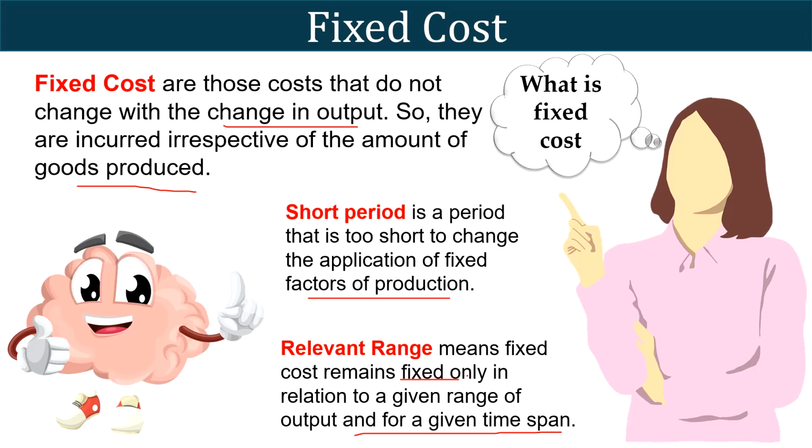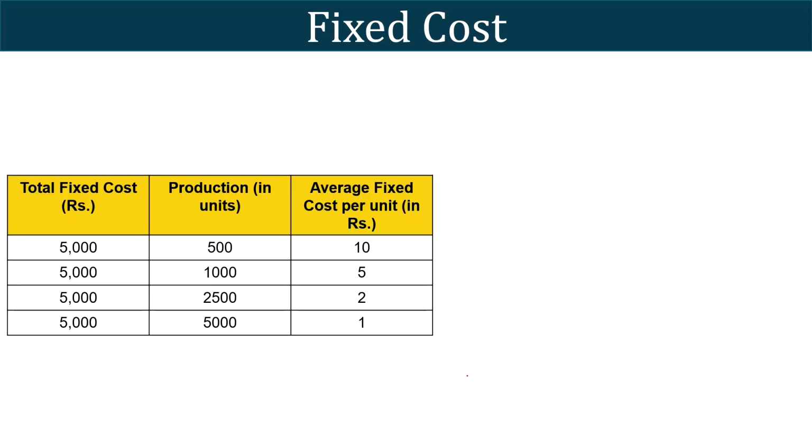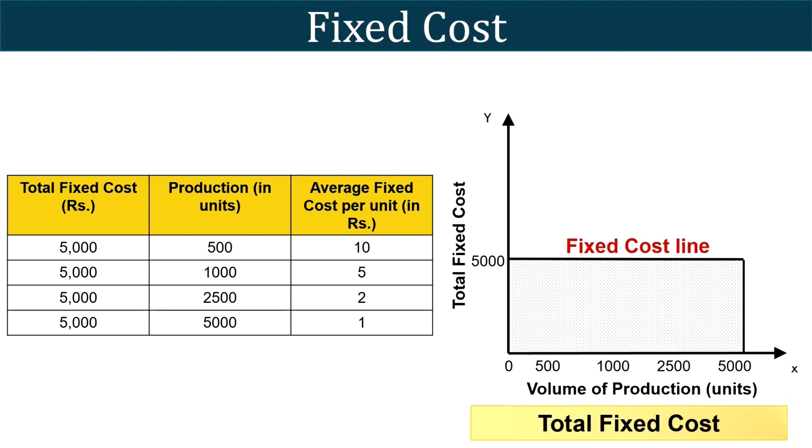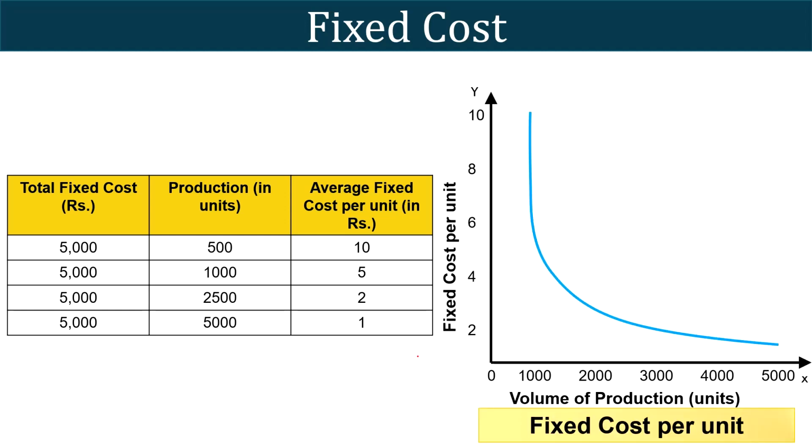So, let us understand this with an example. In the table given here, as you can see, total fixed cost is constant at rupees 5,000, whereas average fixed cost per unit tends to decrease with the increase in the production volume. So, fixed cost remains constant on an aggregate basis, as you can see in the figure depicted here. However, fixed cost is variable on a unit basis because there is an inverse relationship between the production volume and fixed cost per unit, which you can see in the figure here.